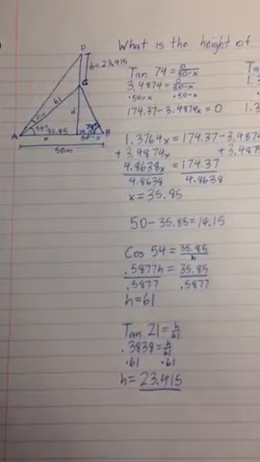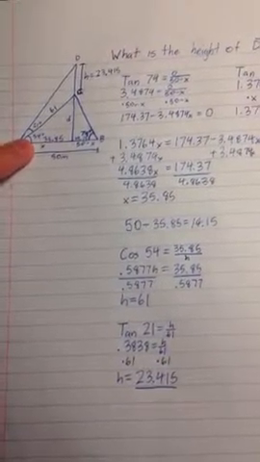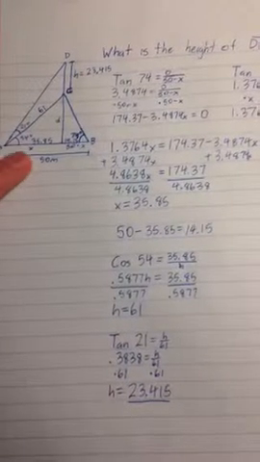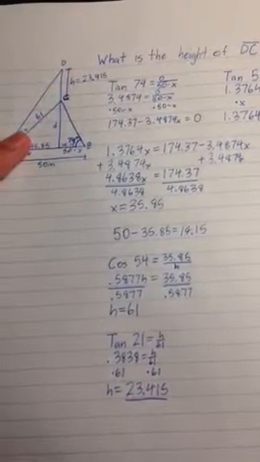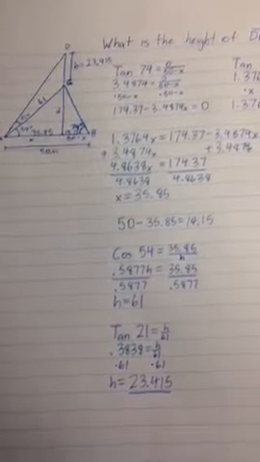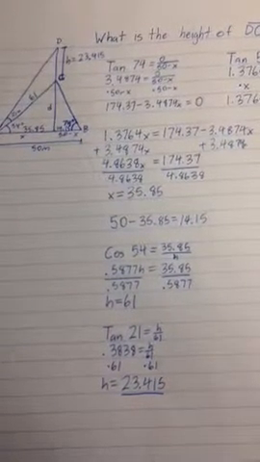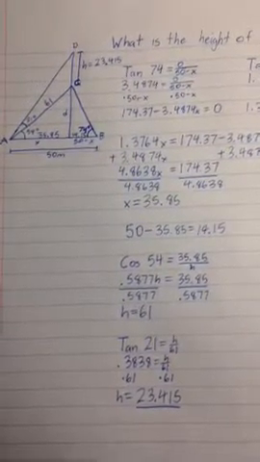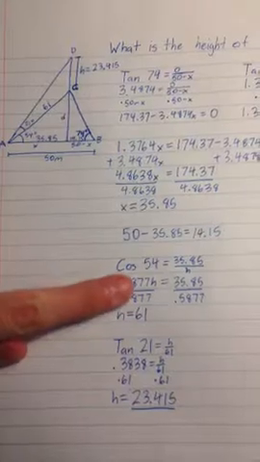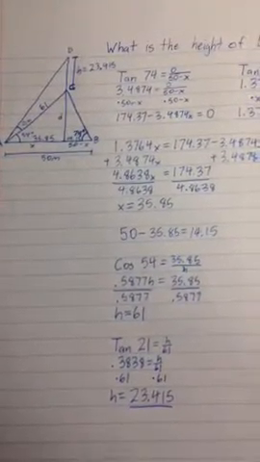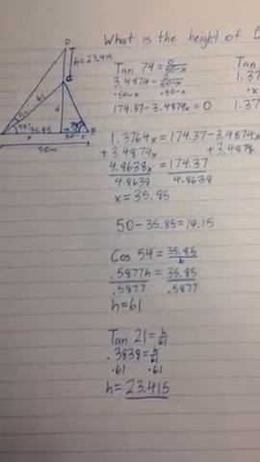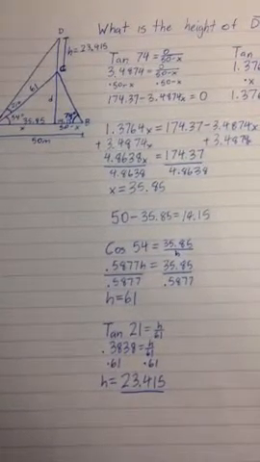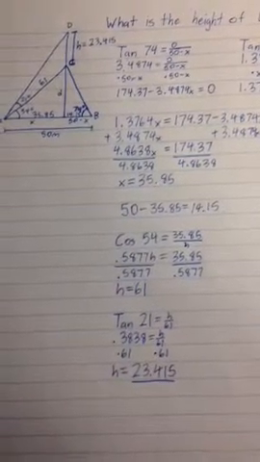So you set up the equation cosine of 54, which is again the angle right here, is equal to 35.85, which is the adjacent, over the hypotenuse, which is represented by h. So then you get 0.5877h is equal to 35.85, and how you get that is you get the cosine of 54, then you just multiply both sides by h. Then you divide both sides by 0.5877, and then you're left with the equation h equals 61.